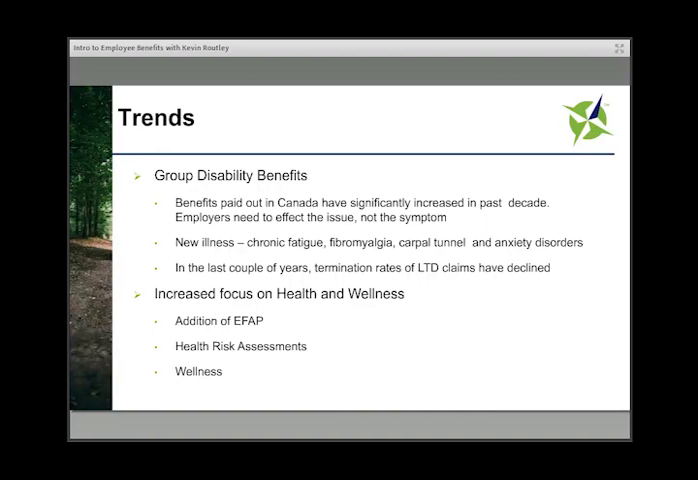There's new illnesses that are coming on that are being seen more frequently, like chronic fatigue, fibromyalgia, carpal tunnel. And what we're seeing a lot in our youth is anxiety disorders. In the last couple of years, the termination rates of long-term disability claims has declined. What that means is people are becoming disabled and they're staying on disability a lot longer.